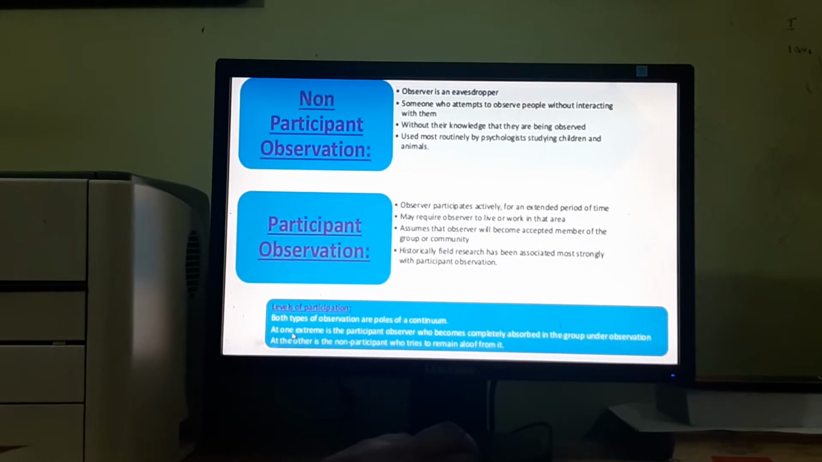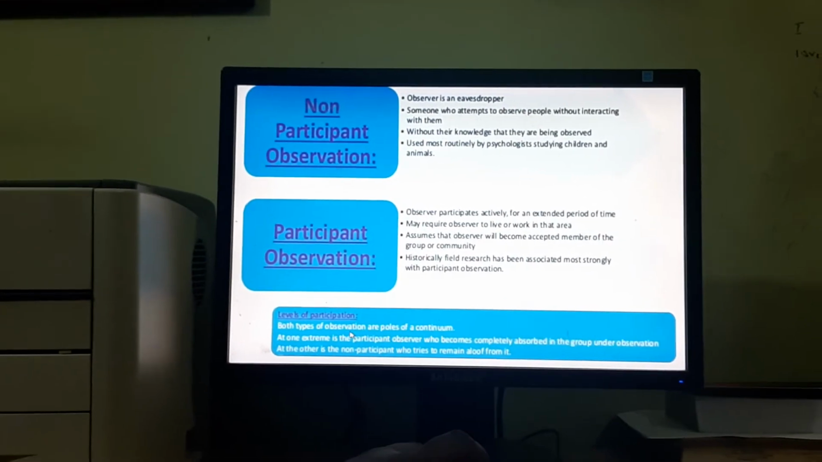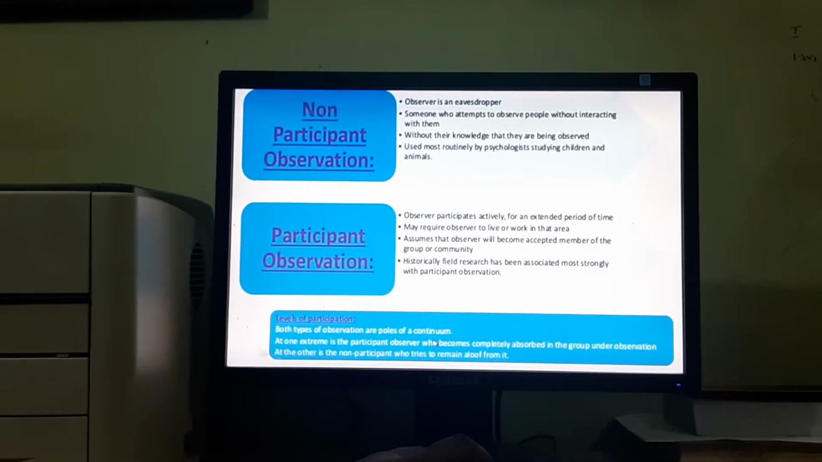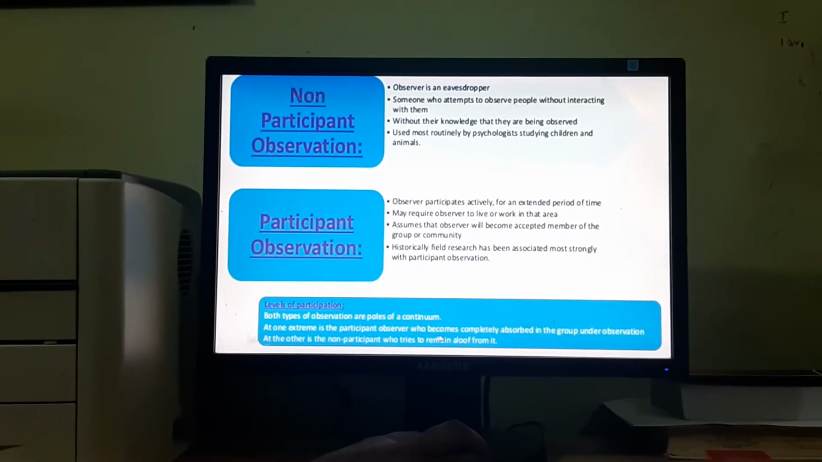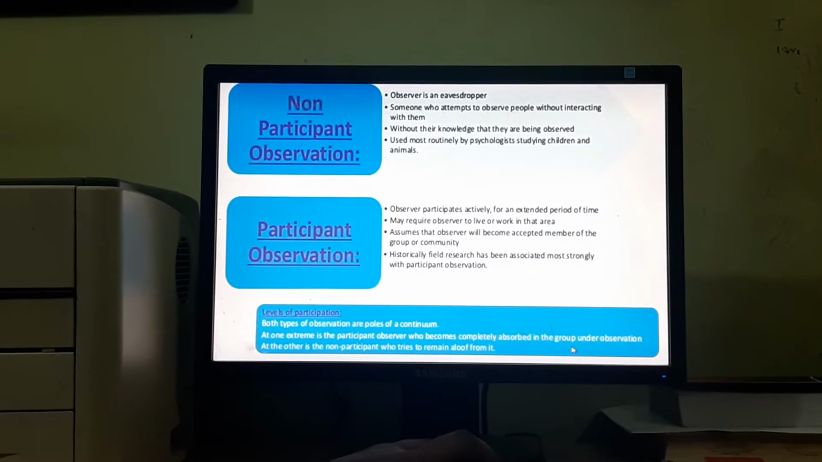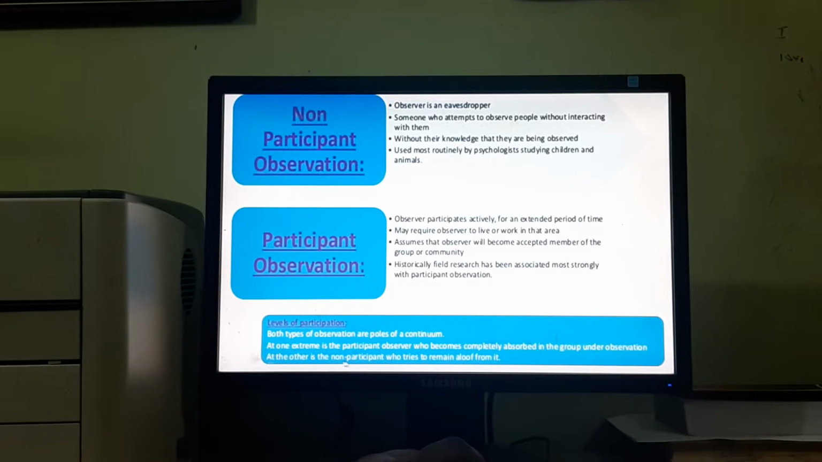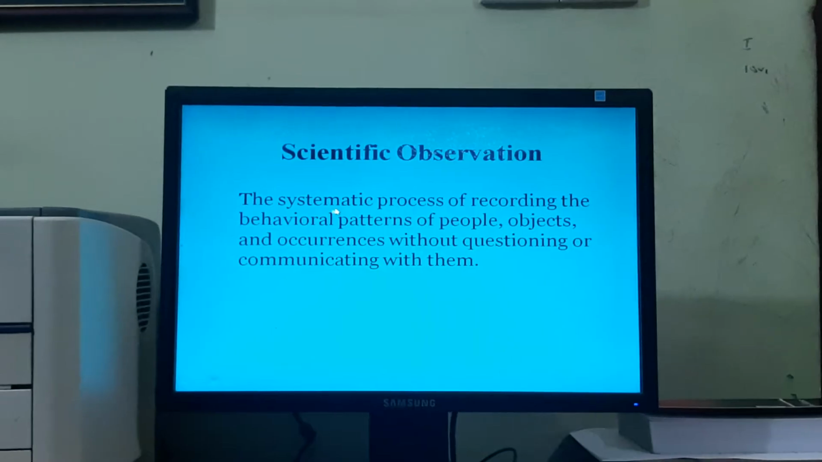And levels of participation: both types of observation, that means non-participant and participant observations, are poles of a continuum. At one extreme is the participant observer who becomes completely absorbed in the group under observation. At the other is the non-participant who tries to remain aloof from it.